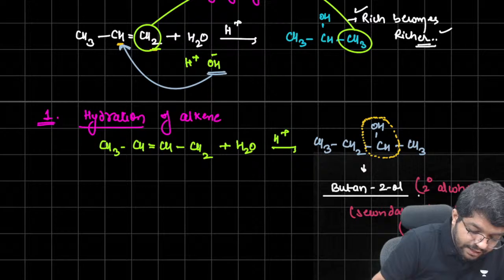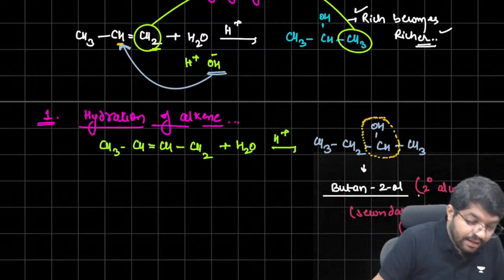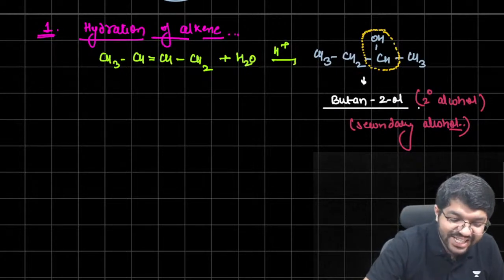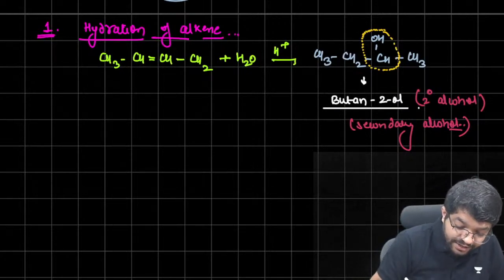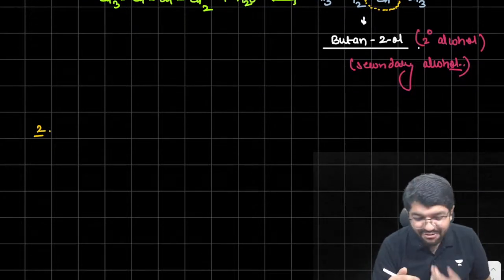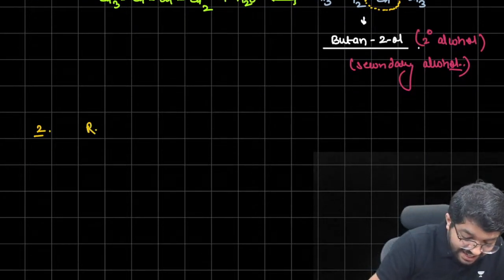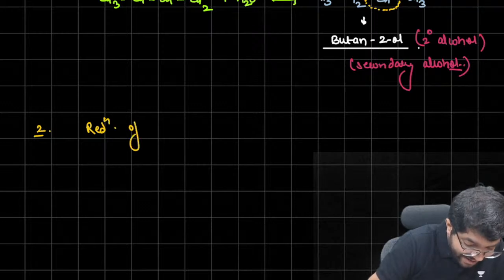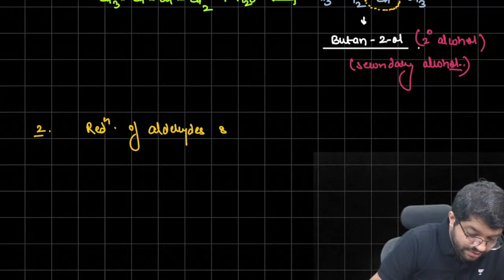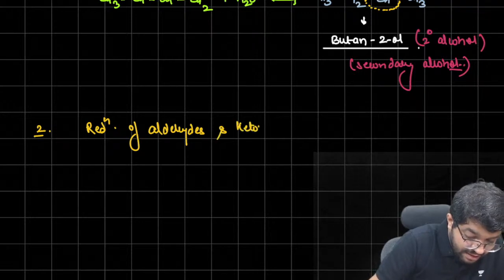Hydration of alkene. Now we are very, very smart people. The second reaction that goes for it is reduction of aldehydes and ketones. Now we know this, and now we pen it down quickly. Reduction of aldehydes and ketones.